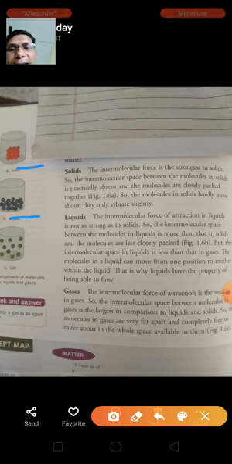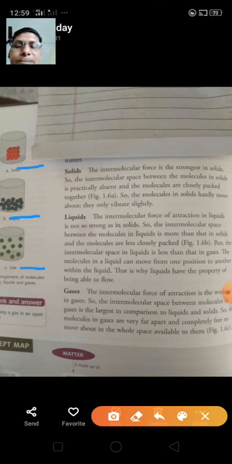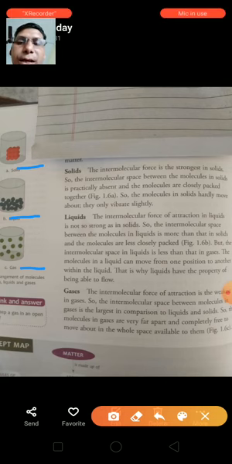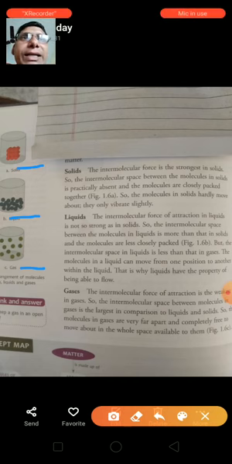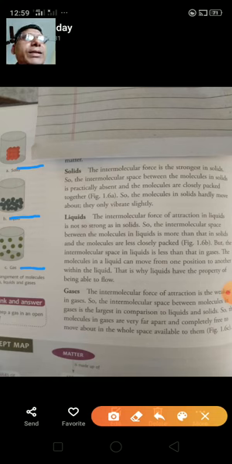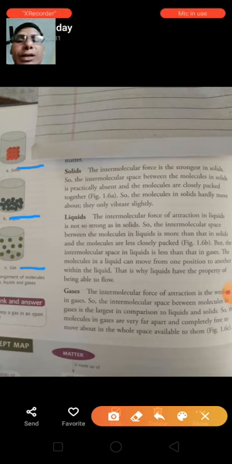When you see the diagram of the gas, in the gas these molecules are very far from each other. As compared to solid and liquid, the molecules in gases are arranged quite far from each other. So the gases have high intermolecular space, and as the space increases, intermolecular force will decrease.